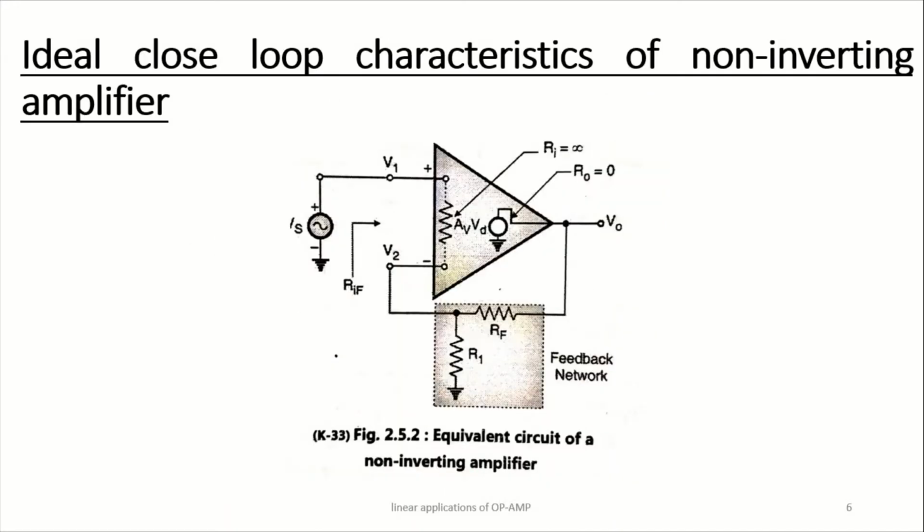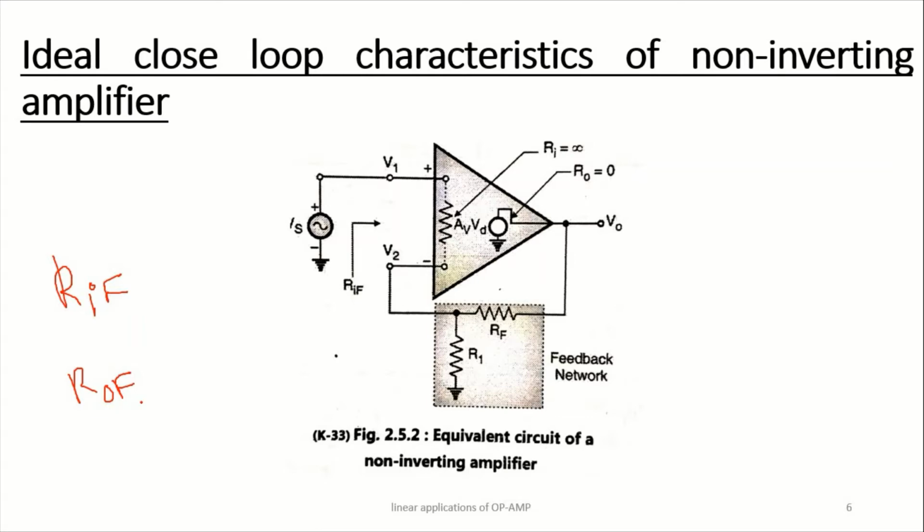The next topic is the ideal closed loop characteristics of the non-inverting amplifier. We have already obtained the expression of the closed loop gain for the non-inverting amplifier. Now obtain the value of the closed loop input and output resistance, RIF and ROF. Means input resistance with the external feedback and output resistance with the external feedback. The closed loop input resistance is denoted as R suffix IF.